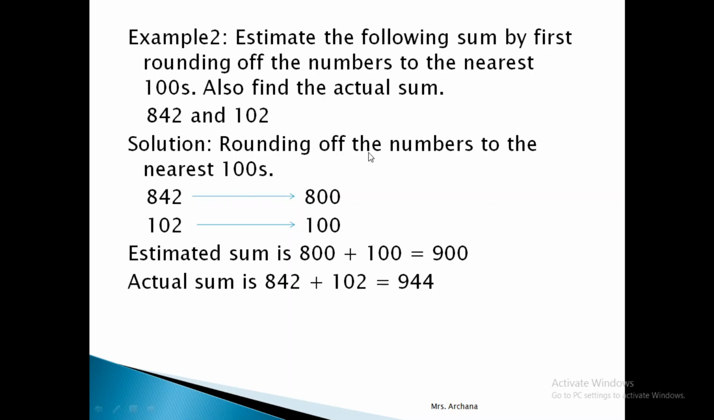Solution is rounding off the numbers to the nearest hundreds. That is 842 to the nearest 100 is 800, because 42 is nearest to 800, and 102 is nearest to 100. Estimated sum and actual sum. Estimated sum is 800 plus 100 is equal to 900, and actual sum is 842 plus 102 is equal to 944.